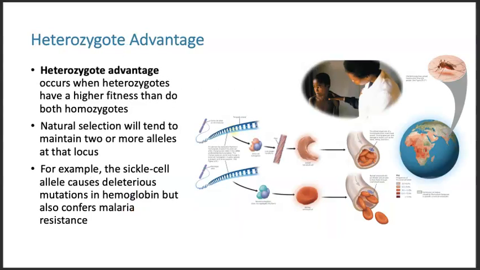With heterozygote advantage, this occurs when, it's kind of self-explanatory, the heterozygote has a fitness advantage higher than both homozygotes. If you're in a situation where the heterozygote is doing better, then natural selection acts to maintain both of the alleles in that population at that locus. And a good example of this is sickle cell disease. Now, if you have sickle cell disease, this is a deadly disease. There's no cure for sickle cell disease at the moment.